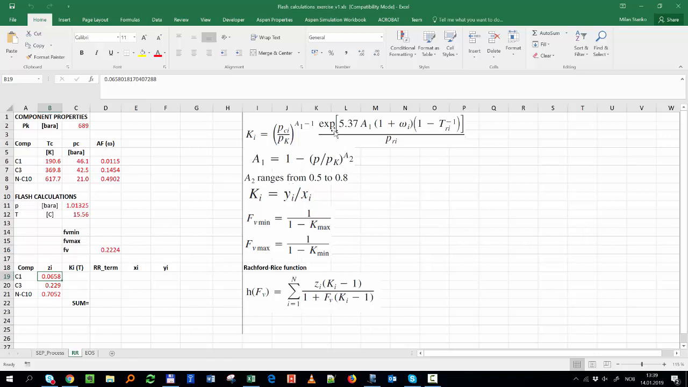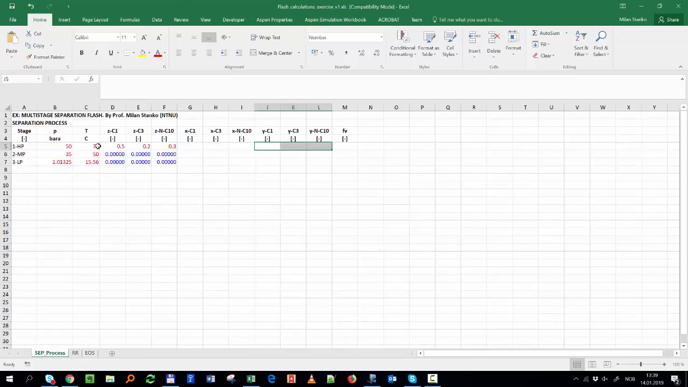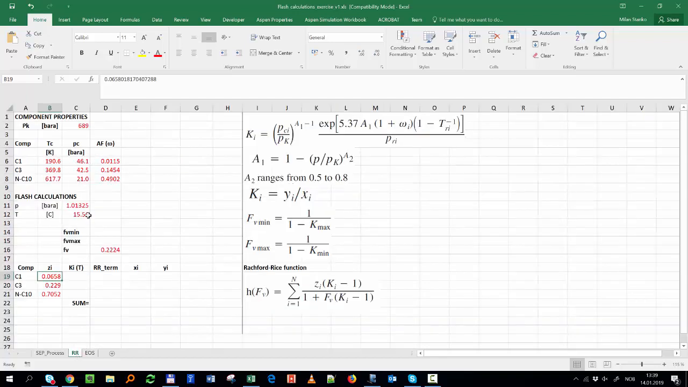So on this sheet, let's first copy the data from the separation process. Let's do the first stage, the unit to the first stage. We have 50 bar and 70 Celsius. So where do I copy that here? 50 bar and 70 Celsius.